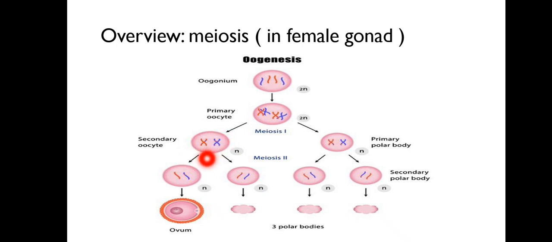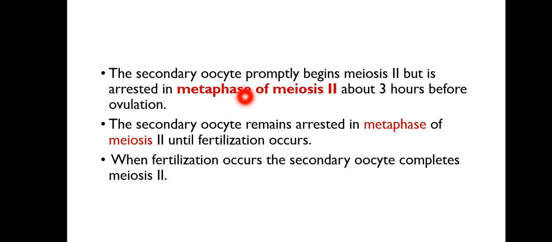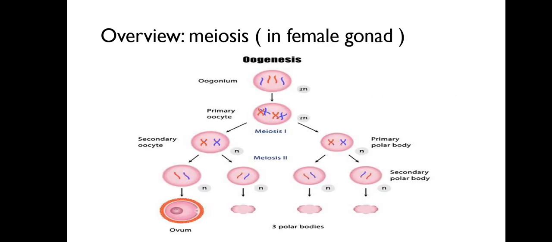Then this secondary oocyte will eventually form one ovum. This oocyte is going to be arrested where? At metaphase 2 of meiosis 2. You can see that at metaphase 2 of meiosis 2, the secondary oocyte is arrested, and the only way it can complete that process is after fertilization. So from one primary oocyte, you only form one ovum. The rest of them are polar bodies.